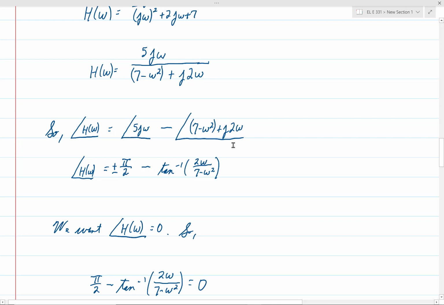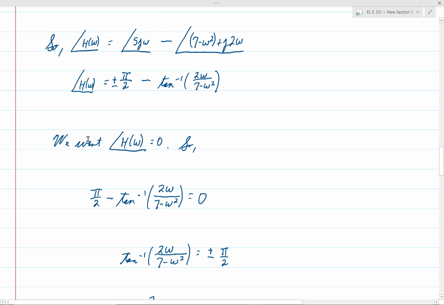Now what about the second term? Well, we bring down the minus sign, and then since the imaginary part is 2 omega, and the real part is 7 minus omega squared, the phase of this is just the inverse tangent of 2 omega over 7 minus omega squared. And again, we want that phase to be equal to 0.